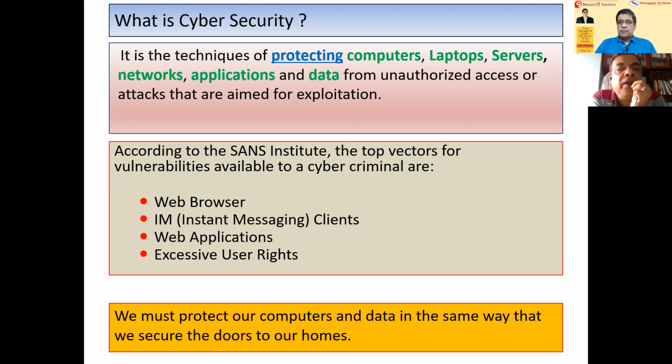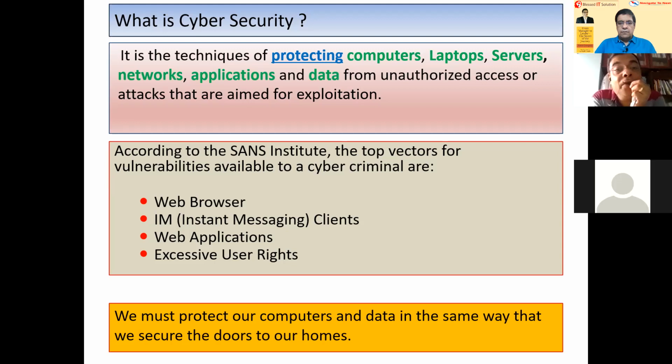So what are the basic vulnerabilities? The Science Institute says the four most important vulnerabilities are the web browser, the messaging tool which we normally use for chat, the web applications, and excessive user rights. These are the four most important threats.